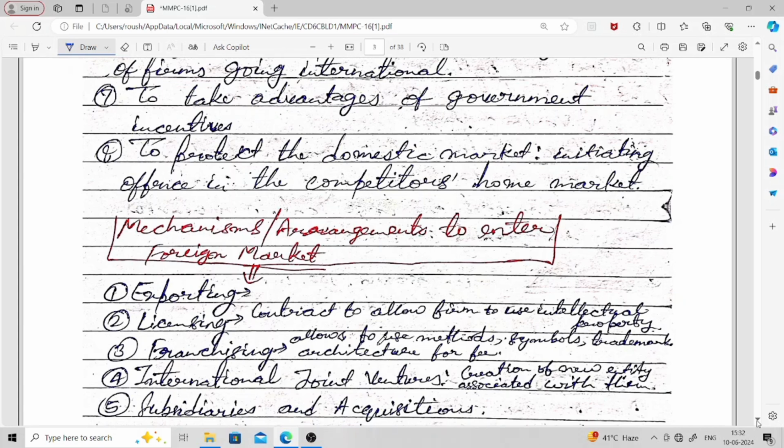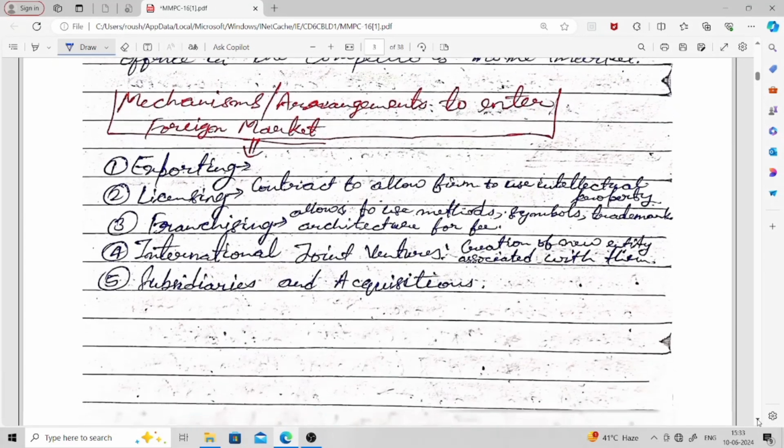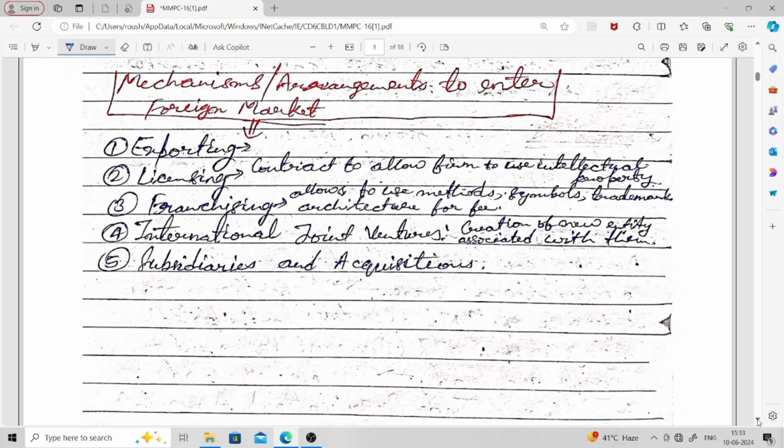Then you have the next topic: mechanisms or arrangements to enter foreign markets. What are the different mechanisms or arrangements to enter a foreign market? The first is exporting. In exporting, a company produces the product in the home country, and then it sells that product in the foreign country. So that is exporting.